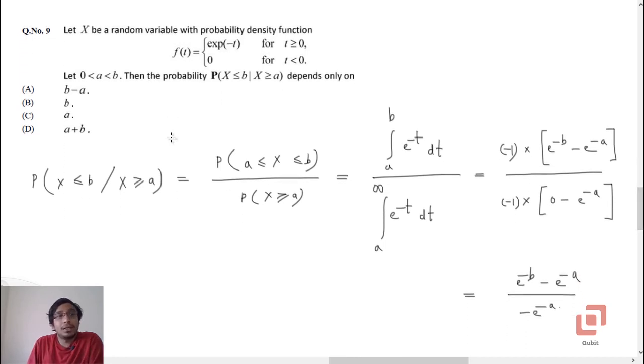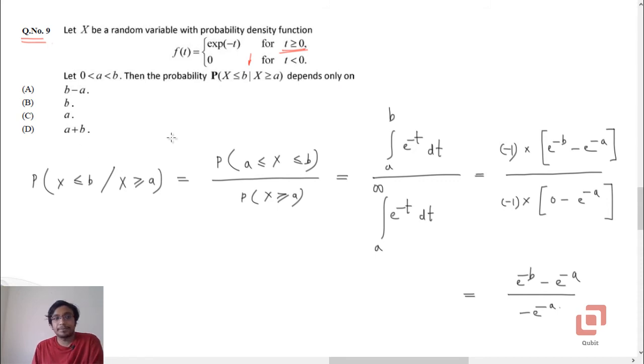Now let us go to question 9, which is based on probability distributions. Let x be a random variable with PDF given by f of t, which is e to the power minus t for t greater than or equal to 0, and it's 0 for t less than 0. Okay. Let a and b be two real numbers such that 0 less than a less than b, then the conditional probability p that x is less than or equal to b given x greater than or equal to a depends only on b minus a, b a plus b.